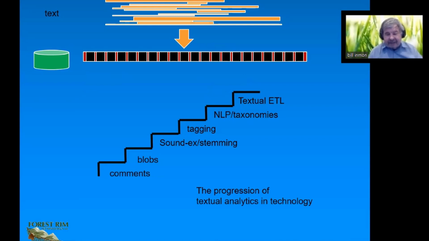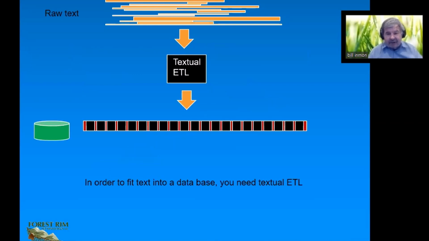On top of that sits something called textual ETL. Textual ETL is the state of the art in being able to read text, understand what's important, and turn that text into a database. So these have been the different stages our industry has gone through in order to create a meaningful way of dealing with text. So let's talk about textual ETL. You probably haven't heard of it before, because it's relatively new technology.